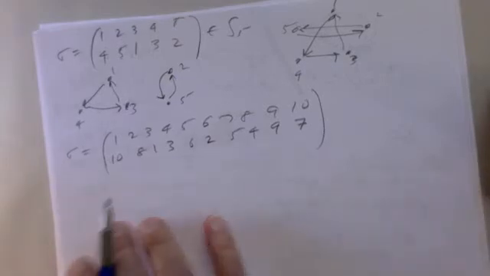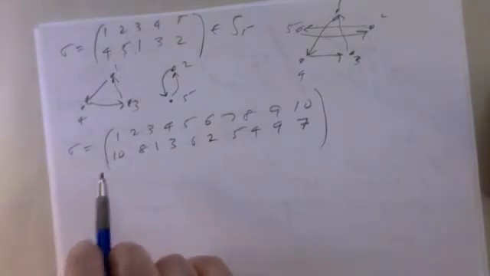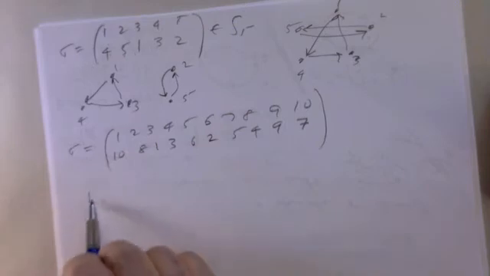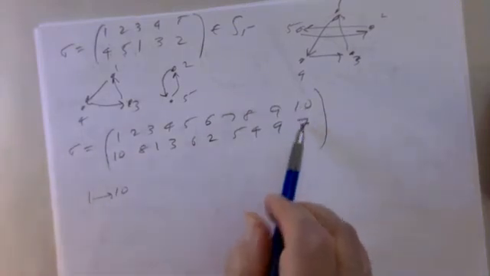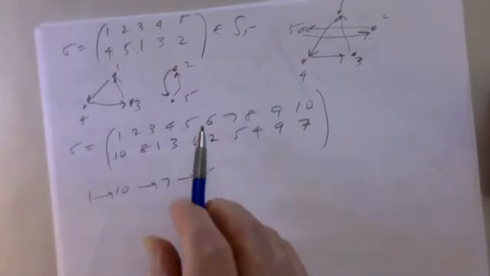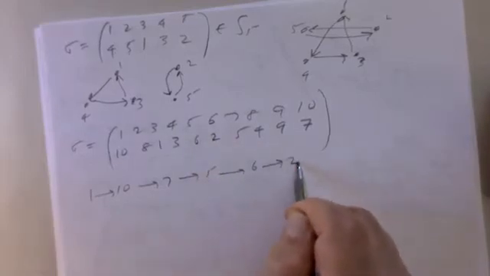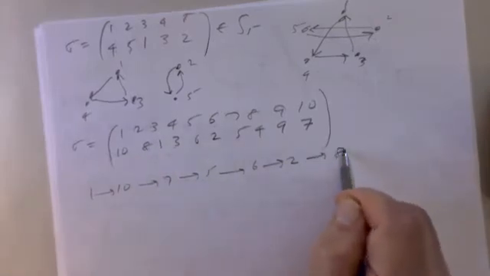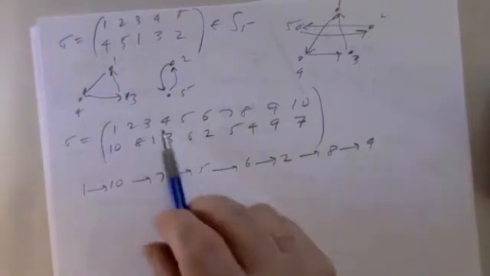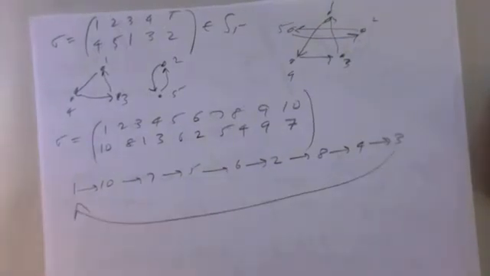And if we want to draw it, if I just wrote down 10 dots at random, it'd be kind of confusing. But let me just start with the number 1 and follow it around. So let's see. 1 goes to 10. 10 goes to 7. 7 goes to 5. 5 goes to 6. 6 goes to 2. 2 goes to 8. 8 goes to 4. 4 goes to 3. And 3 goes back to 1.